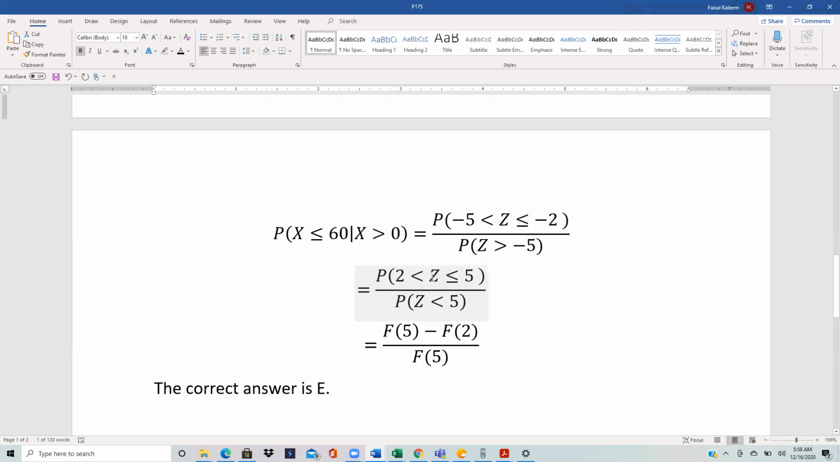And so Z between 2 and 5 means CDF at 5 minus CDF at 2. And Z less than 5 means CDF at 5. And that was choice E.